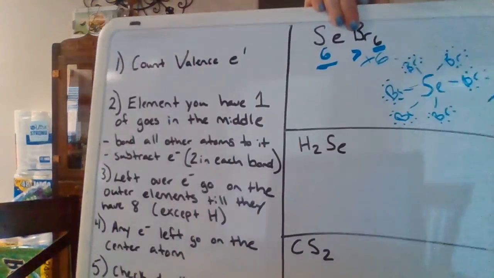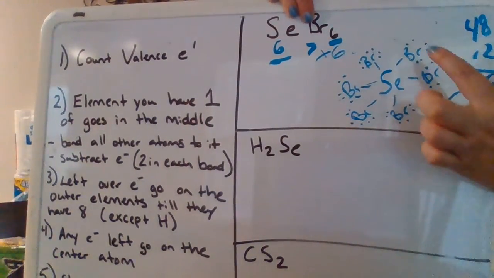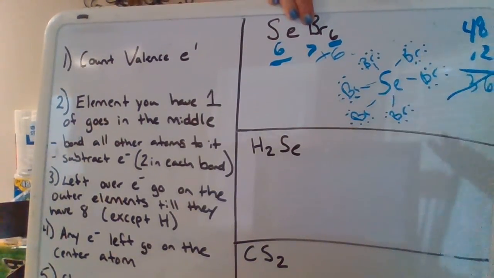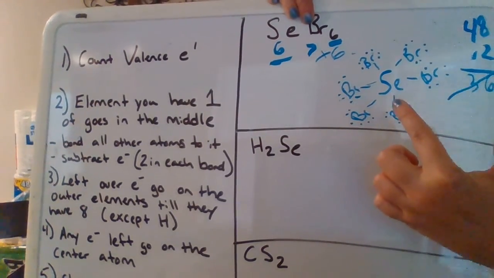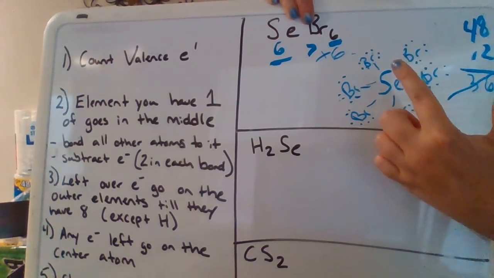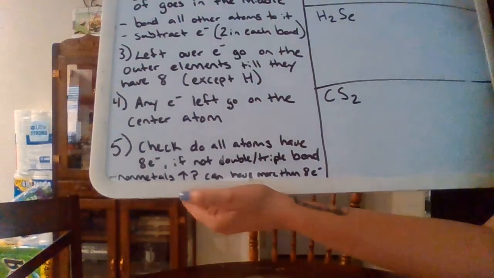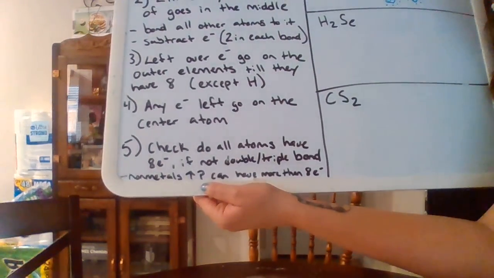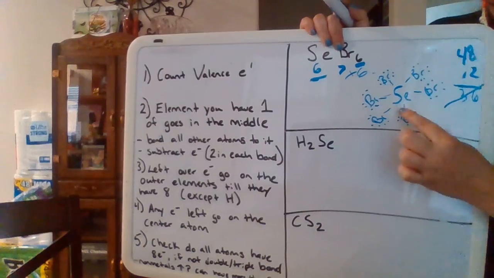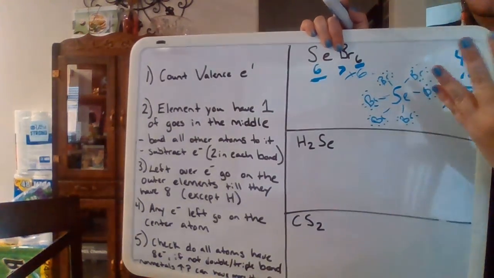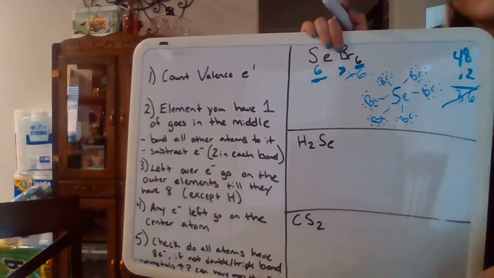So let's make sure. Well, each bromine has 6 plus the bond, so that's 8. So all bromines are happy. The selenium in the middle actually has 2, 4, 6, 8, 10, 12. It actually has 12. It actually has too many. But that's what this little disclaimer at the bottom says. It says non-metals past phosphorus can actually hold more than 8. So if your thing in the middle has more than 8 electrons, so more than 4 bonds, it's okay. All right? So this one's actually good to go.